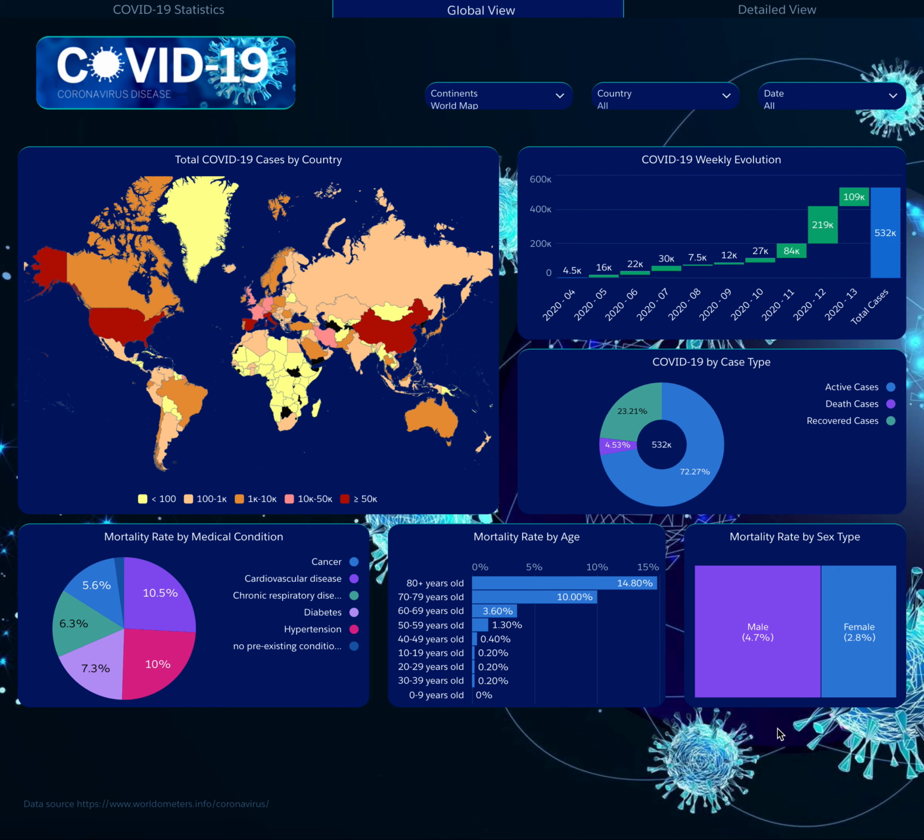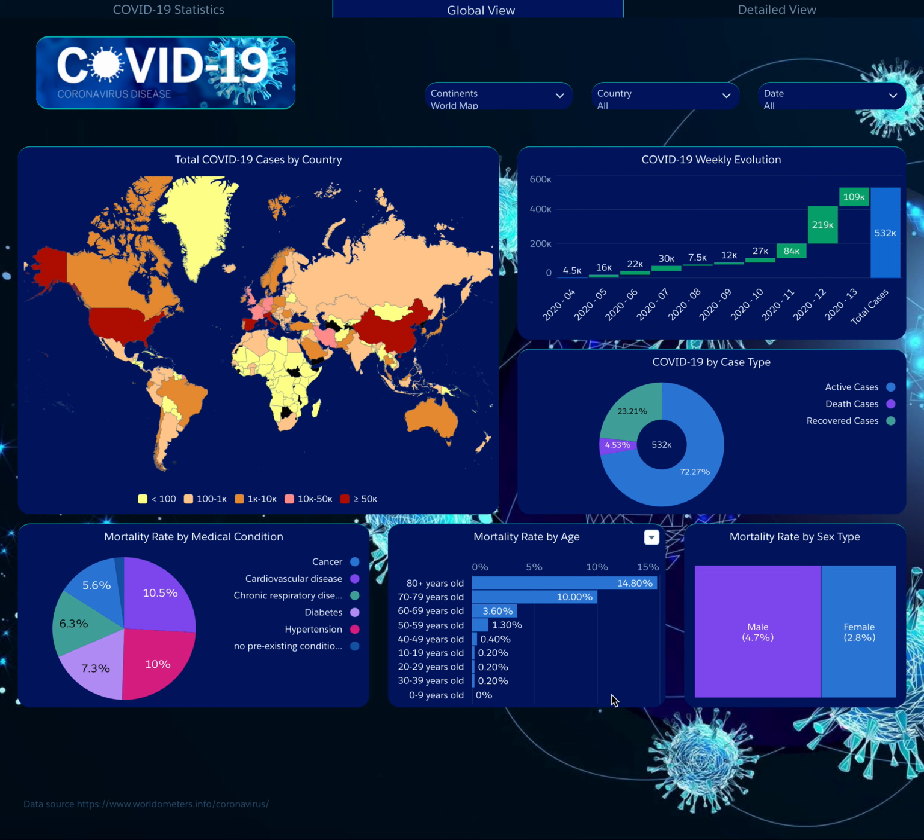The charts that you see below related to the mortality rate are numbers displayed at the global level. I couldn't find them at the country level in order for me to enable the filtering on this, but we can see that the most affected people with cardiovascular disease unfortunately have a higher rate of losing the battle with this disease. And the least one is those with no pre-existing conditions.